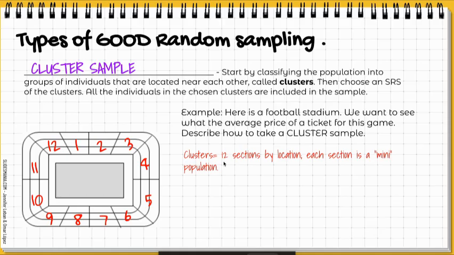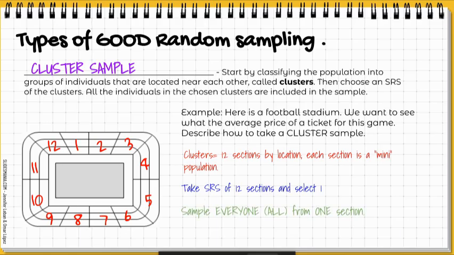We're going to have 12 sections by location. Each section is a mini population. So we have 12 sections. We'll take a simple random sample of the 12 sections and select one, and then we will sample everyone from that one section. So the keyword here is all from one. For the stratified, it was some from all. So cluster, you cluster them, you take a cluster, and you sample everyone in that cluster. Stratified, you'll do some from all the sections.